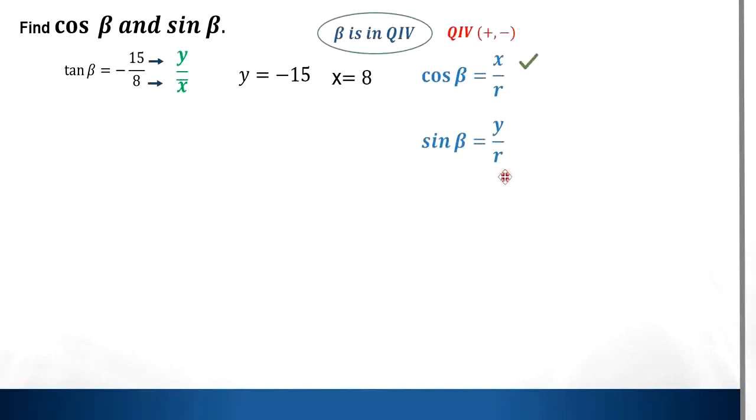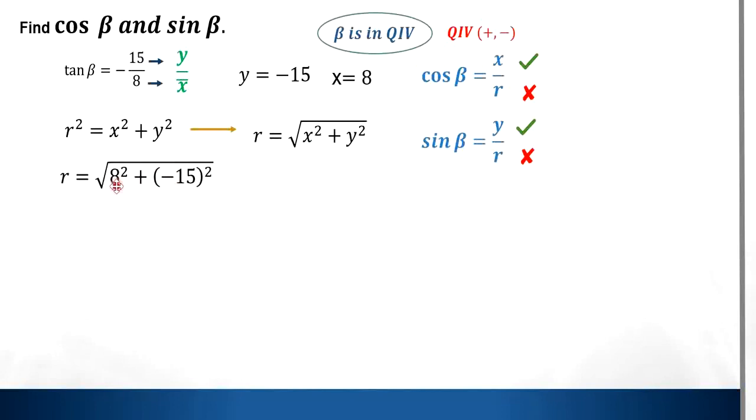In our problem, we are given the value of x, the value of y, but we don't have the value of our r. So, we need to find first the value of r before finding the value of the cosine and sine beta. And to find that, we will be needing our Pythagorean theorem, Pythagorean formula. And since we're looking for the r, it becomes now r is equal to square root of x squared plus y squared. So by substituting the given values to our formula, we replace x by 8, so it becomes 8 squared plus our y is negative 15, so we have now negative 15 squared.